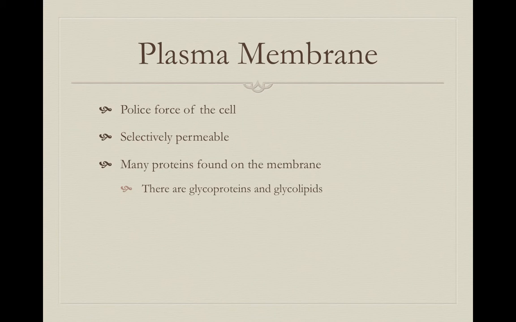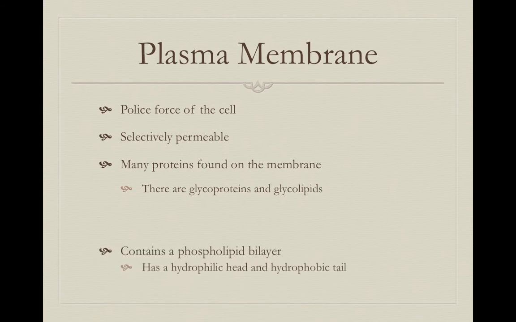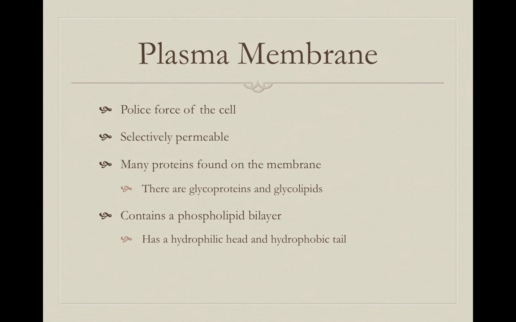We're actually going to talk about the plasma membrane. This is the police force of the cell, I like to call it. It's selectively permeable, and there are many proteins found on this membrane. So there are glycoproteins, glycolipids, there's all sorts of things found on the membrane. It's basically a phospholipid bilayer. It has a hydrophilic head and a hydrophobic tail.